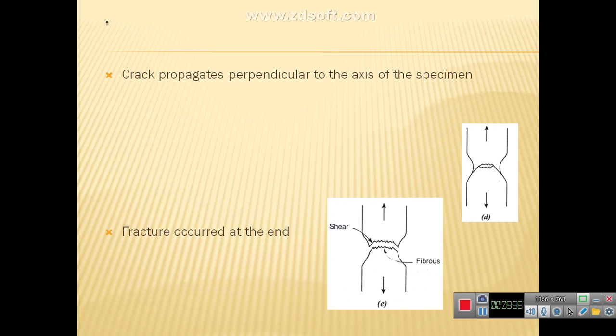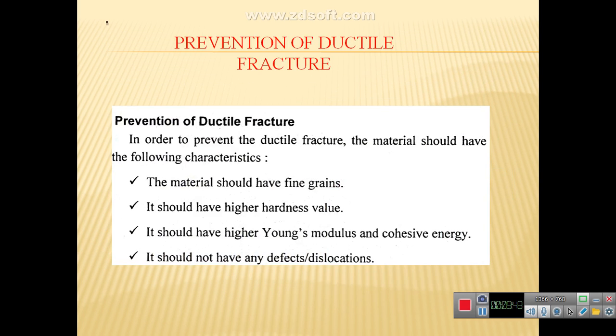So in this session we have seen what fracture is, what the types of fractures are, and what the preventions are. The grain size should be fine, with a higher hardness value, higher Young's modulus and cohesive energy, and no defects. We also discussed how brittle fractures occur and what stages occur in ductile fracture.